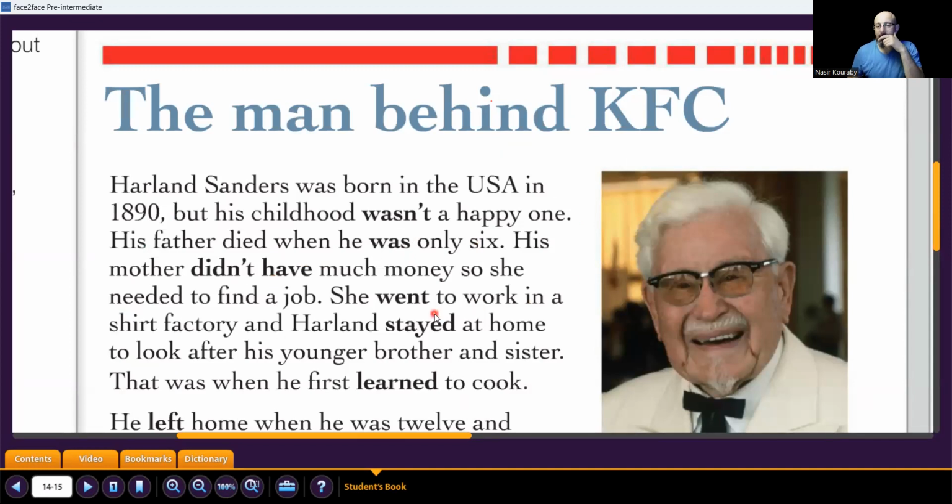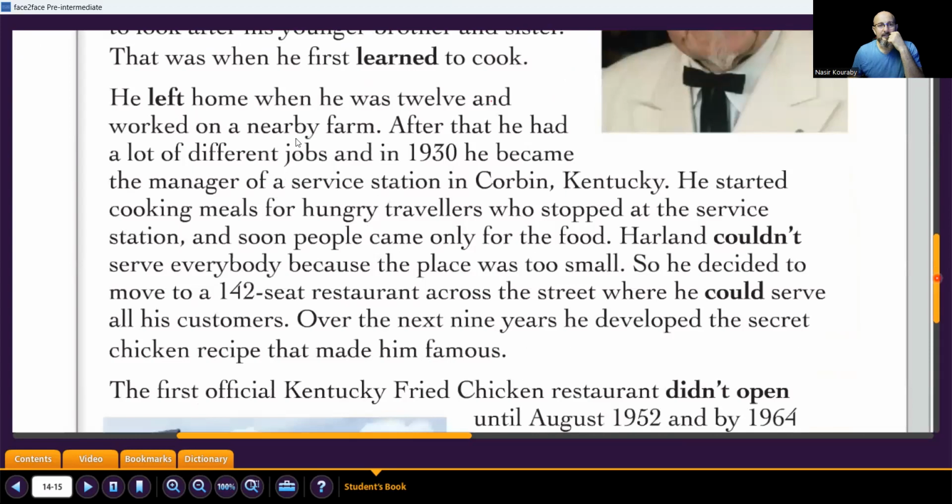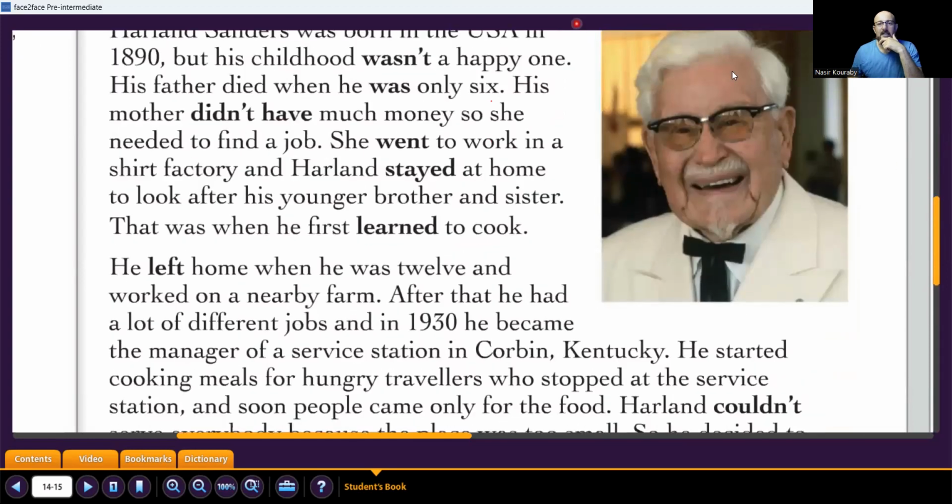What about went? Yes, past simple positive. Stayed, yes, bravo. Past simple positive. Learned, yes, very good. Past simple positive. Okay, and left, past simple positive. But yes, here we forgot to do something, guys. Here we say, sorry, have. Okay, so past simple negative, and have is an irregular verb because the past is had.